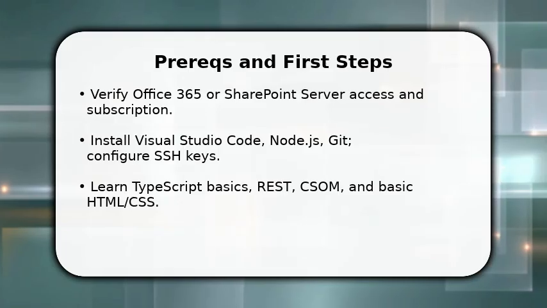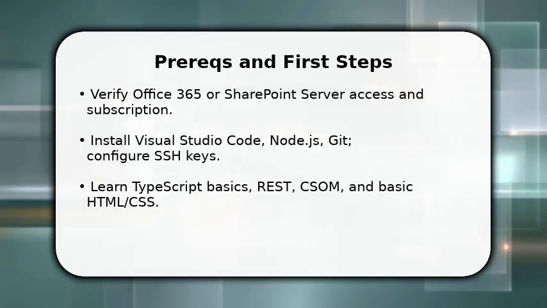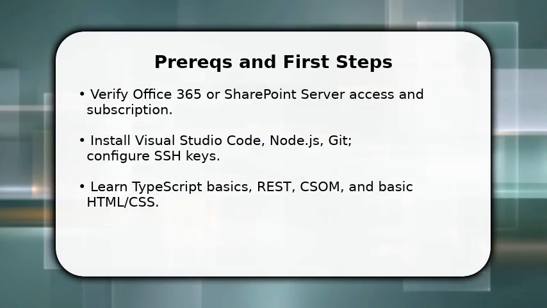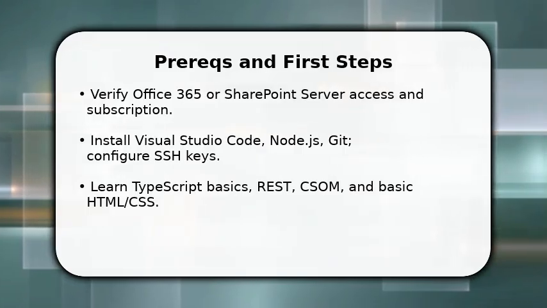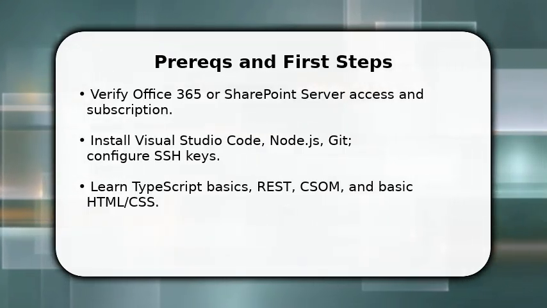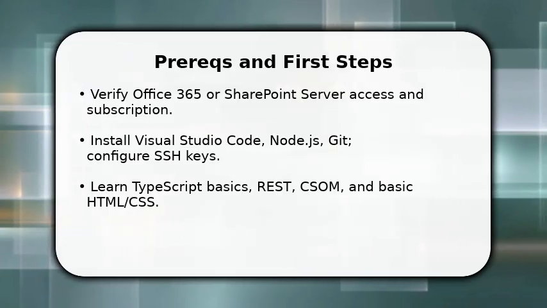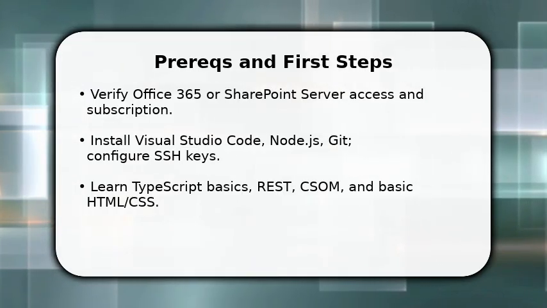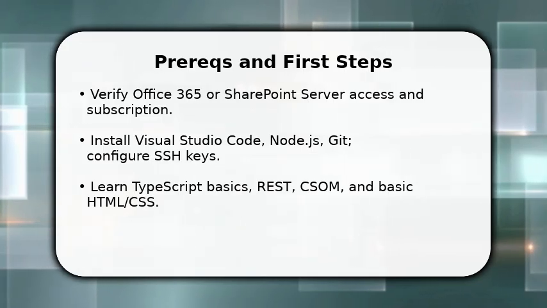You start by proving access and getting tools in place. First, make sure you have an Office 365 tenant or SharePoint server environment and a developer site. Next, install Visual Studio Code, Node.js, and Git, then configure SSH keys so deployments are smooth.